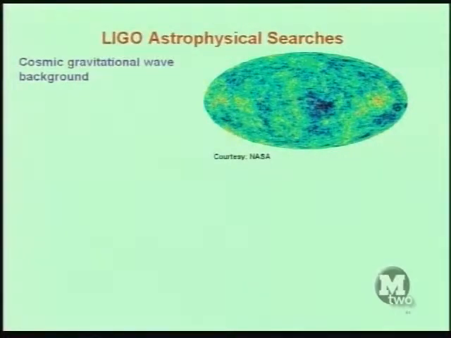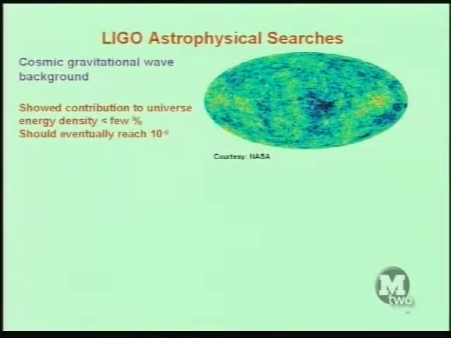We've also looked for a cosmic gravitational wave background that's analogous to the famous cosmic microwave background radiation. We've looked for this, and we haven't found it, but we've been able to set limits on the energy density due to such waves. In the case of gravitational waves, we can set a limit on the energy density that's less than a few percent of the actual energy density of the universe. We hope eventually to reach down to a level of 10 to the minus 6, and with an advanced detector I'll be telling you about later, we may get down to 10 to the minus 10.